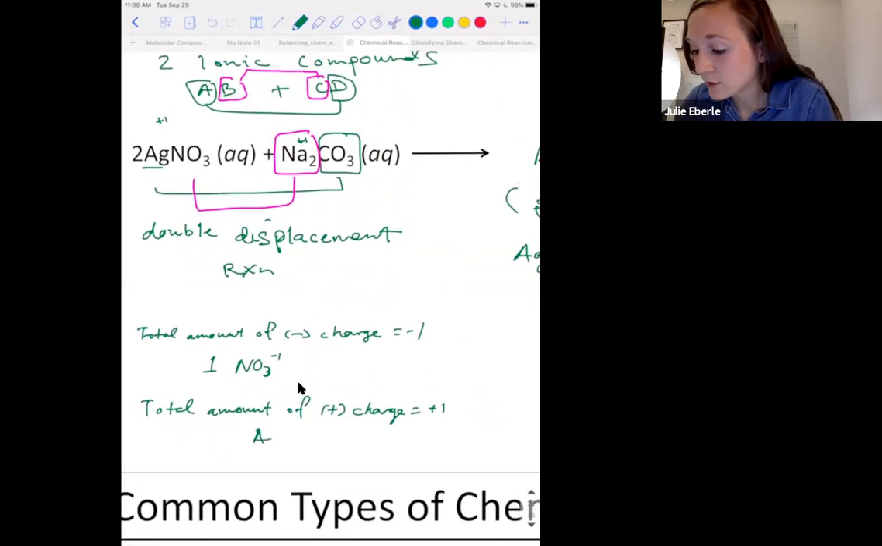Now, I know I have silver. How many silver cations do I have in my compound?